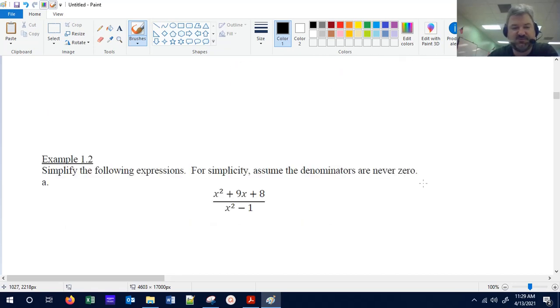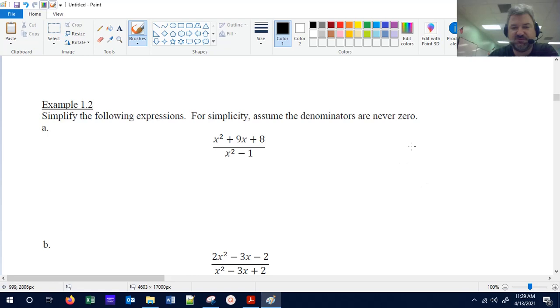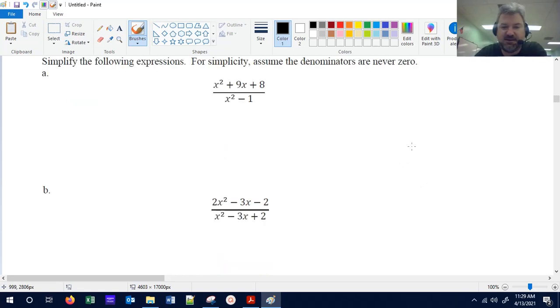All right, let's take a look at some more examples. Simplify the following expressions. Again, we're going to continue assuming that the denominator is not 0, so I don't have to account for a possibility of dividing by 0.